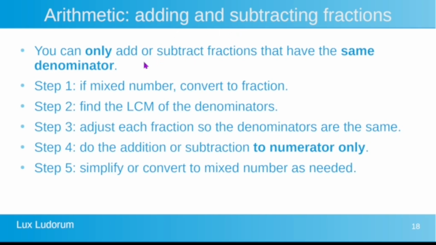So we may have to adjust the fractions so they do have the same denominator. If it's a mixed number, convert it to fractional form. Then find the lowest common multiple of the denominators. Use that to adjust each fraction so the denominators are the same. You then do the addition or subtraction to the numerator only and simplify or convert to mixed number as needed.